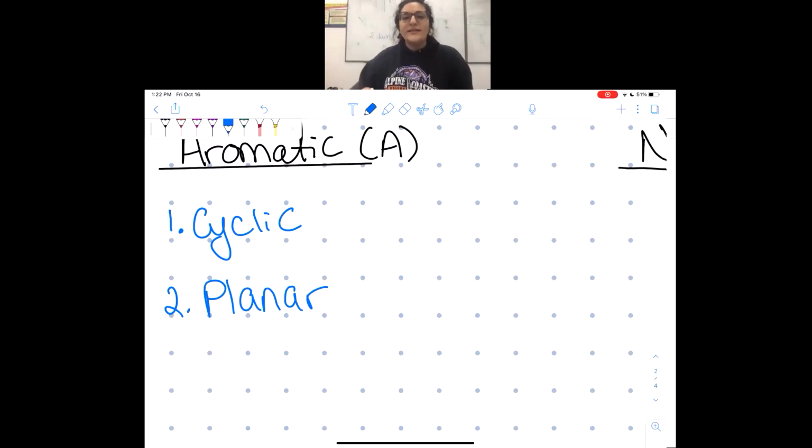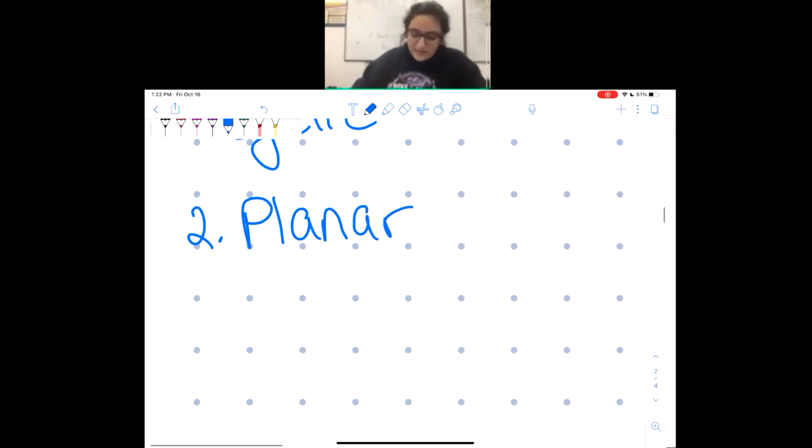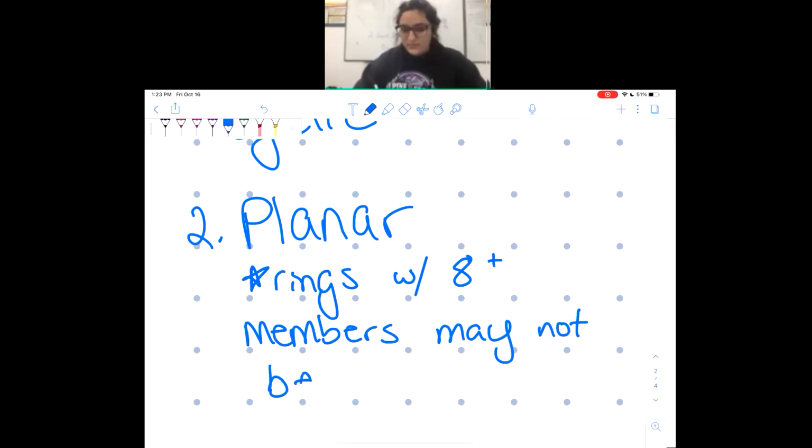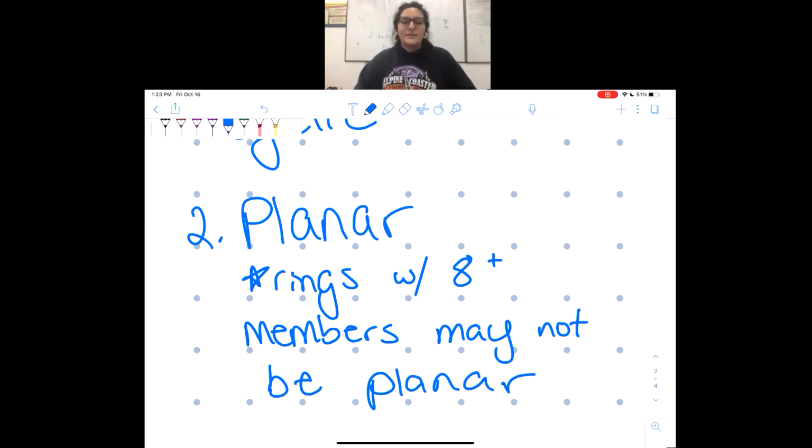And pretty much always it will be planar if you have rings that are smaller than 8 members. So I'm going to write a little star here. Rings with 8 plus members may not be planar. So you can pretty much always assume that it's going to be planar if it's less than 8 members, but once it's more than 8, that's when you got to pay attention.